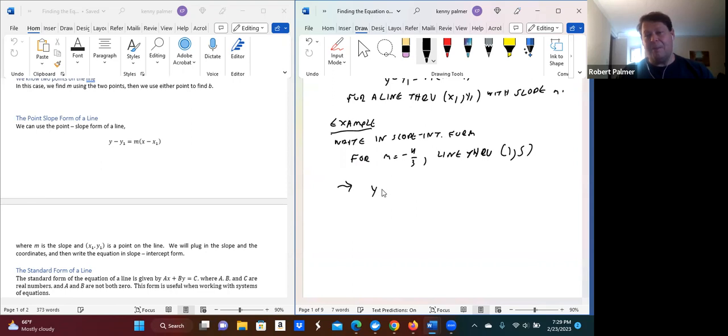So we have y minus y1, the y coordinate of our point, which is 5, is equal to m, which is negative 4/3, times x minus our x coordinate, which is 1. Also, one thing to be aware of here, these negatives are part of the formula. So if your point itself has a negative coordinate, then you're going to be subtracting a negative. Just keep that in mind. Now, once again, what we want is to write this as y equals mx plus b. So essentially, this is another way to get to the same place, just plugging in the point and the slope at the same time.